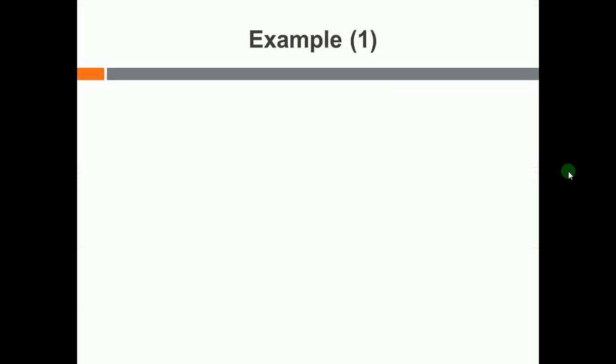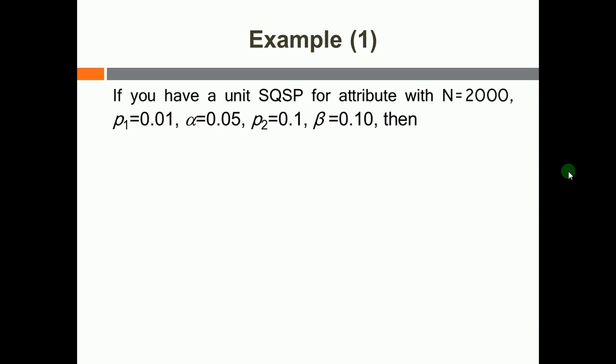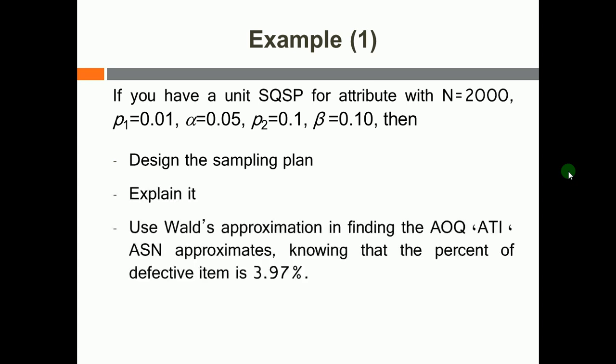So let's start first with the first example. Suppose that you have a unit sequential sampling plan for attributes with lot size 2000 and the following parameters: P1, P2, alpha and beta. What is required is to design a sampling plan, then explain it, and then, by using the Wald approximation, try to find the average outgoing quality, the average total inspection and the average sampling number approximates, knowing that the percent of defective items is 3.97%.